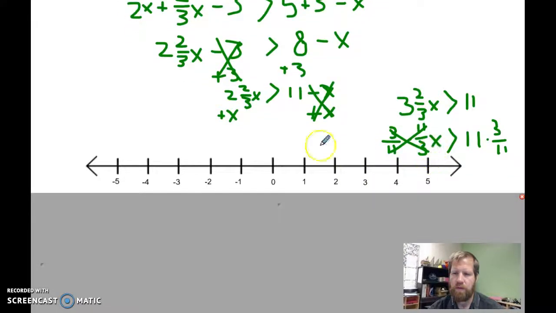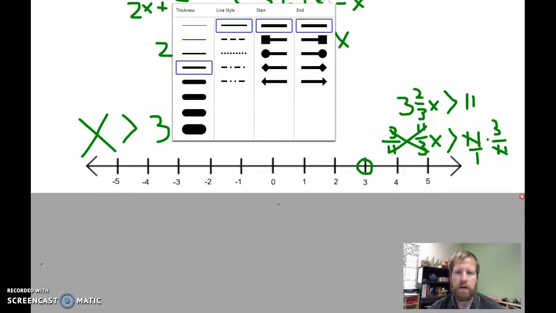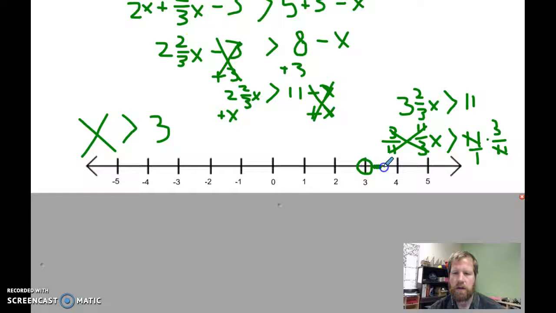I'm running out of room, but I have x is greater than 11 times 3 over 11. I can cancel those and have 3 over 1. And x is going to be greater than 3. All right? And it's going to actually turn out to be the same as our last problem. And it will be an open circle going to the right. And that's it.